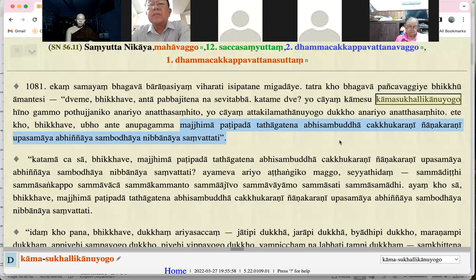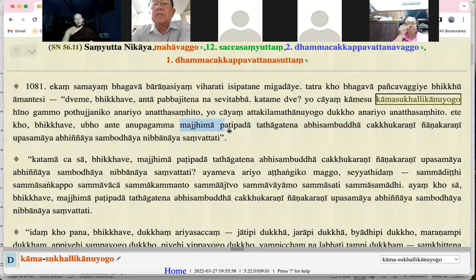Cakkhukarani, which gives rise to vision. Nanakarani, which gives rise to knowledge. Upasamaya, Abhinnaya, Sambodhaya, Nibbanaya Samvattati: leads to peace, leads to special knowledge, leads to enlightenment. Upasama means peace. Samvattati means leads to. Upasamaya means to peace. Abhinnaya means to special or analytical knowledge. Sambodhaya means to enlightenment, and Nibbanaya means to Nibbana. So you can see many words, but the point is just Majjhima Patipada.